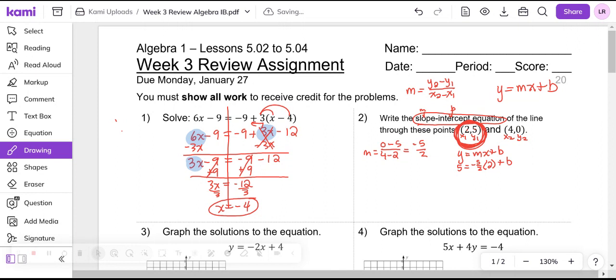And then I solve the equation. -5 halves times 2 is -5. I add 5 to both sides. And my y-intercept, my b, is 10. So my answer for slope-intercept form would be y equals -5 halves x plus 10.